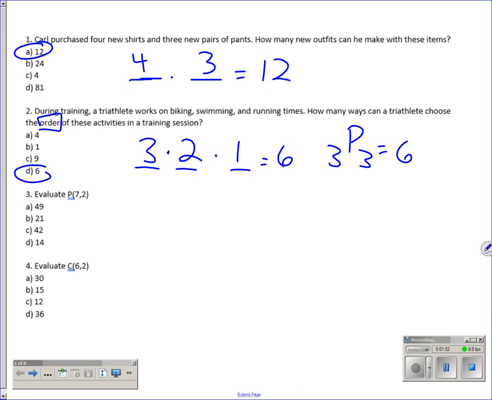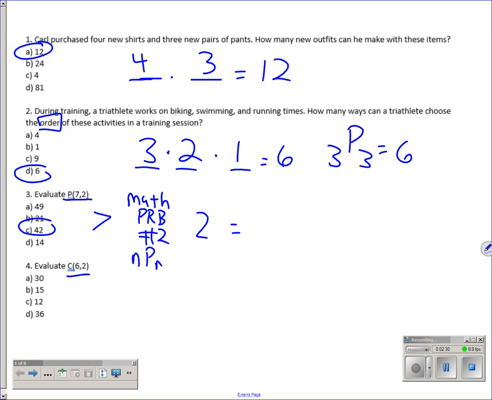Number 3, evaluate 7P2, and number 4, evaluate 6C2. This is just asking you to do permutation and combination in the calculator. Let's refresh ourselves on how to do that. First, you're going to type 7, then go to math, PRB, and go for permutation. I believe that is number 2. It's going to end up looking like nPr. So you're going to do 7 nPr, then type 2, and hit enter. In this case, we get 42.